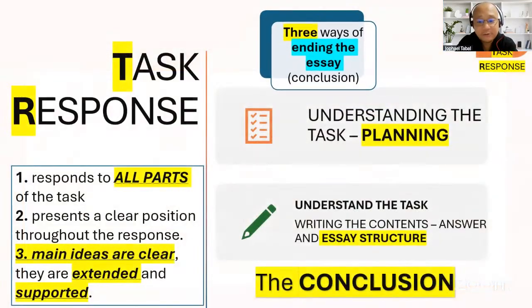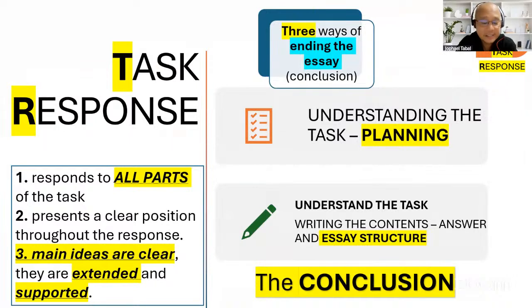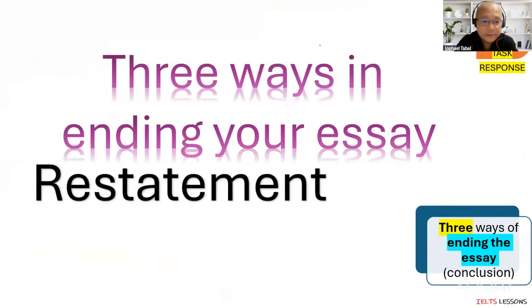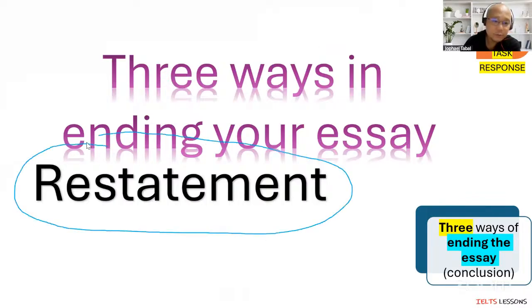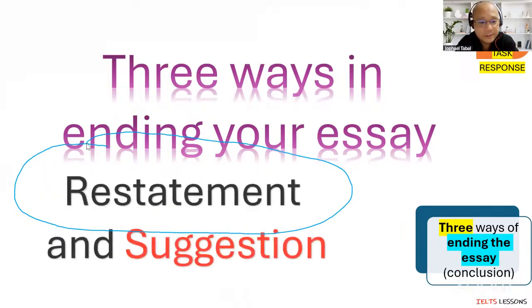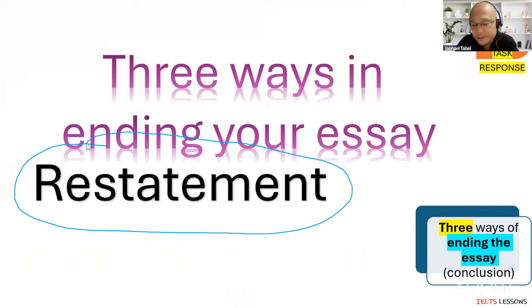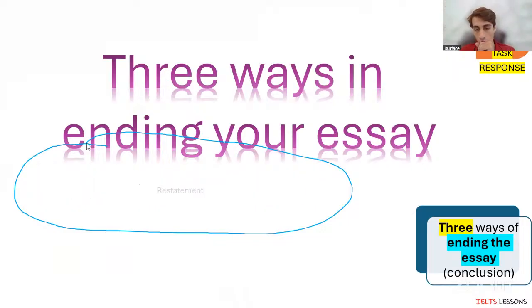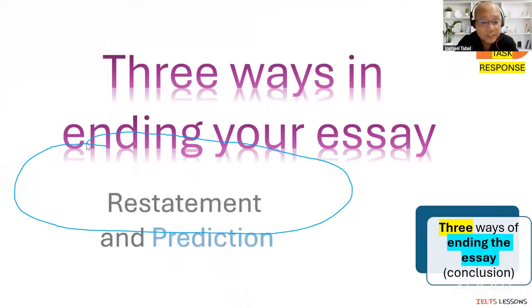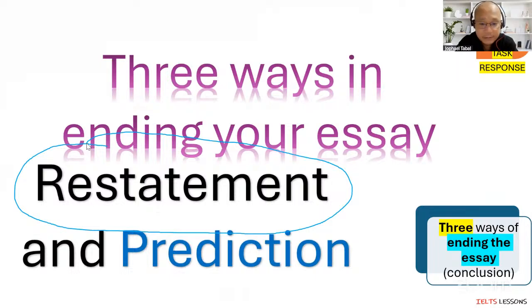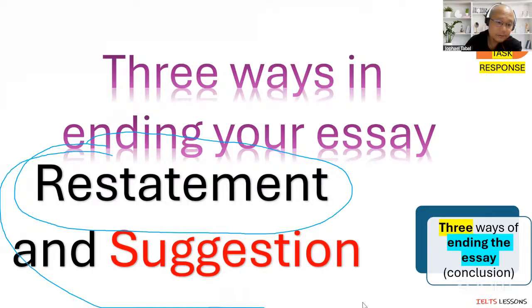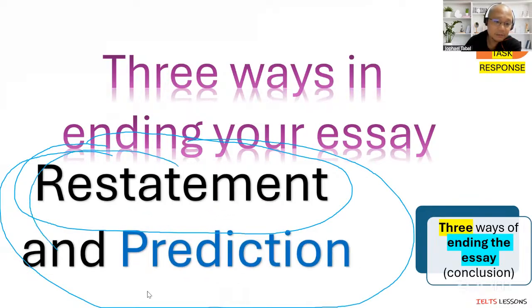Now, for the conclusion, there are three ways of ending the essay. One is restatement. This is equal to paraphrasing for the introduction, so they simply restate the key points. Then we have restatement plus suggestion and restatement plus prediction. I recommend to my students to use either restatement plus suggestion or restatement plus prediction.